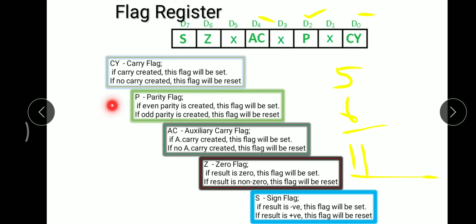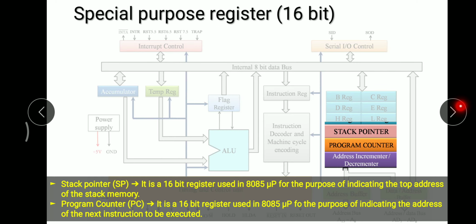So we can know whether the result is minus or not, whether the result is 0 or not, whether the carry is generated or not, and what parity we are getting from the result, even or odd. This information can be seen from this flag register. Okay. Then now the special purpose registers, program counter and stack pointer.